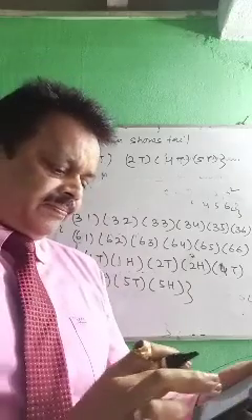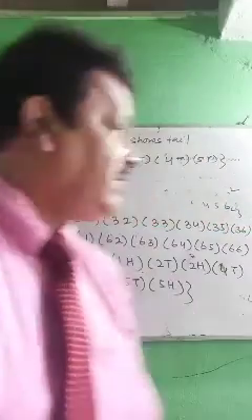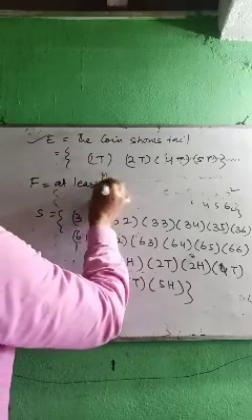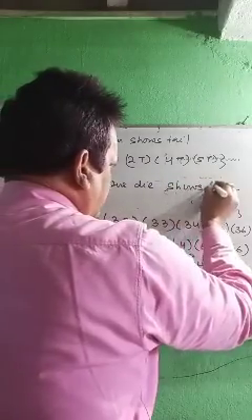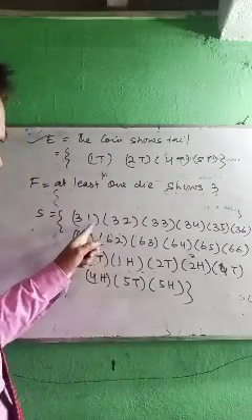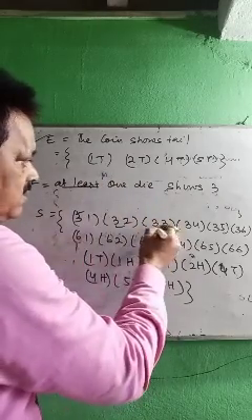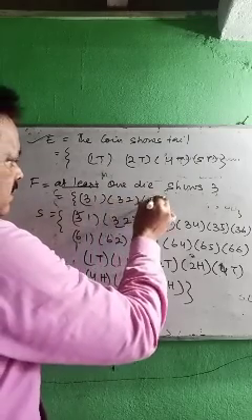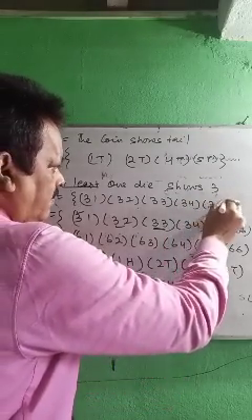What is given to us? Given that at least one die shows 3. F is at least one die shows 3. How many from this sample space? At least one means one or more, so you can take this also. That will be 3 1, 3 2, 3 3, 3 4, 3 5, 3 6.